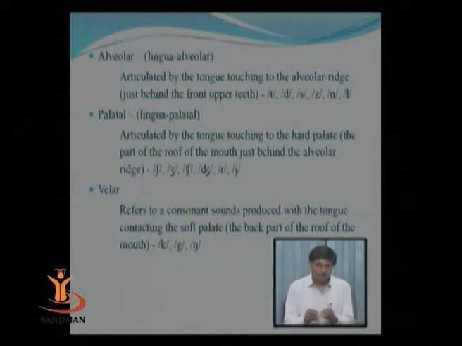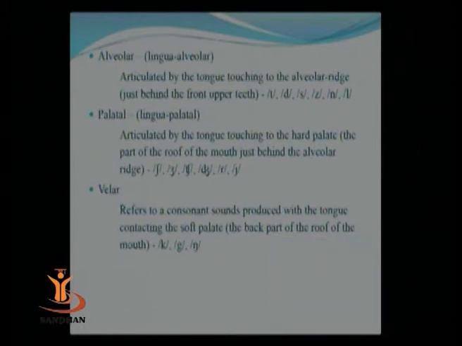The air is blocked at the back of the mouth by the contact of the back of the tongue and the soft palate. So, k, g. In ng also, we saw the oral tract is completely blocked by the back of the tongue and the soft palate, and air passes through the nasal cavity. So k, g, ng: these three are velar sounds.